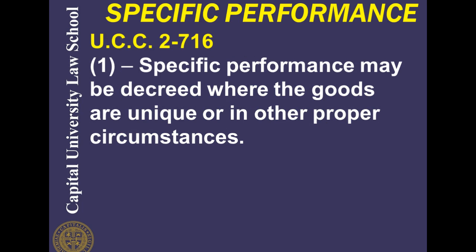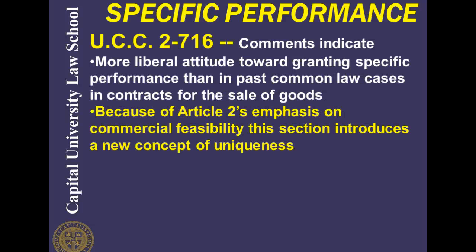Now, let's take a look at a subset of specific performance. The UCC 2-716 provides that specific performance may be decreed where the goods are unique or in other proper circumstances. The comments to the UCC indicate that 2-716 was intended to bring a more liberal attitude toward granting specific performance than in the past common law cases in contracts for the sale of goods. And this is in part based on Article 2's emphasis on commercial feasibility.